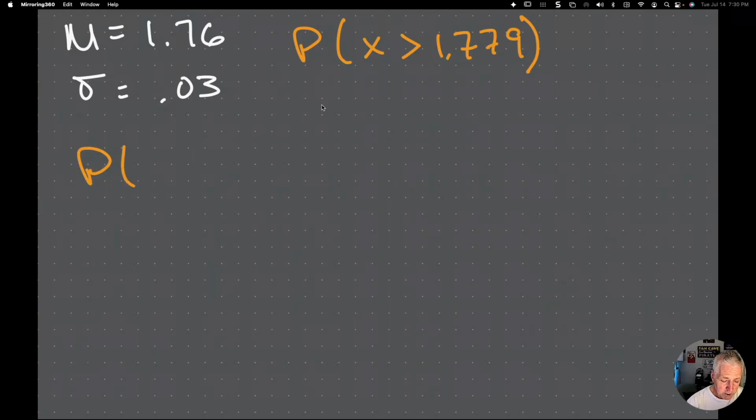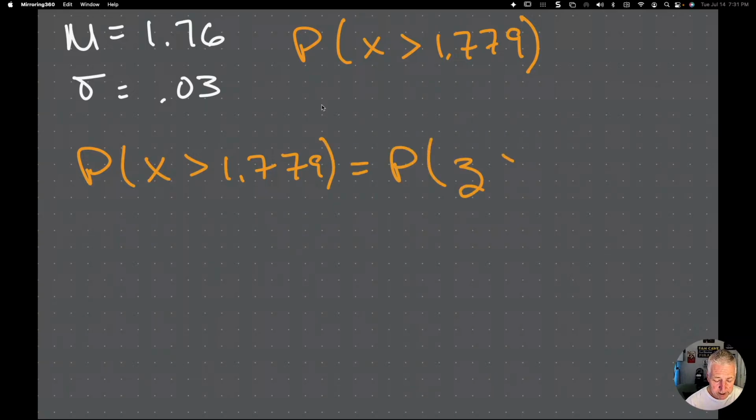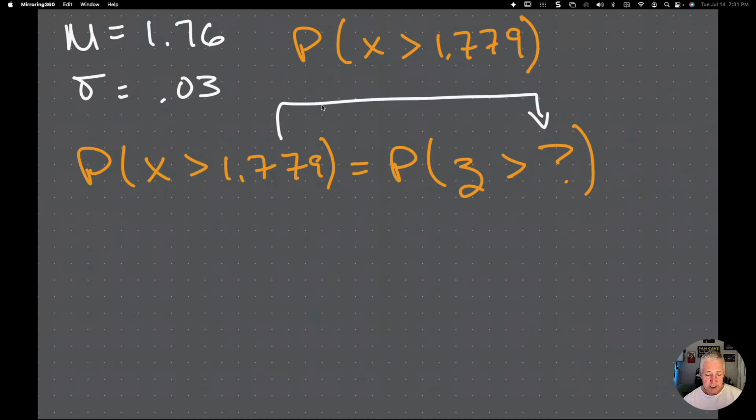I'm going to rewrite that here. The equivalence statement for this is going to be the probability that the z-score is greater than whatever the z-score is that represents the measure of position of that 1.779 on the horizontal. So the z-score is the x value, subtract mu, divided by sigma. The x value is 1.779.